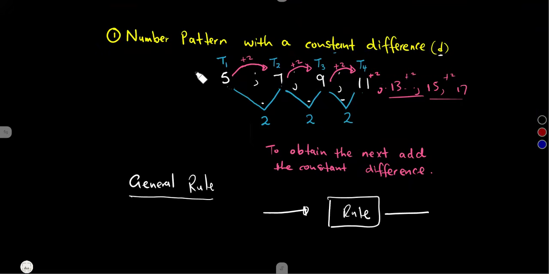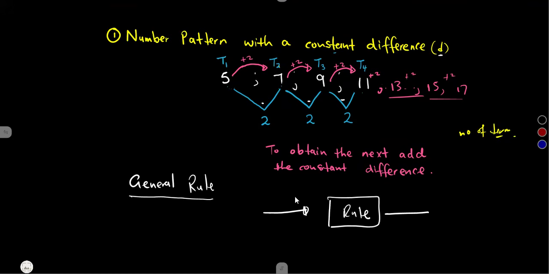When we say T1, we are saying in terms of the position, this is our first term. The first term, second term, third, fourth, and so on. So these are the number of terms, like the nth term. We are talking about the number of terms that we are focusing on: this one is the first, second, third, and so on.